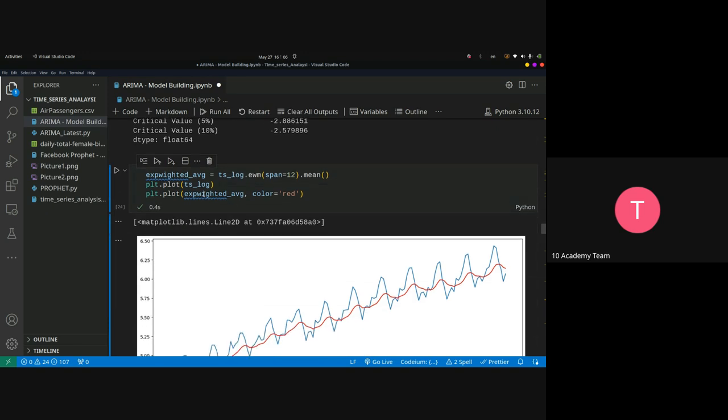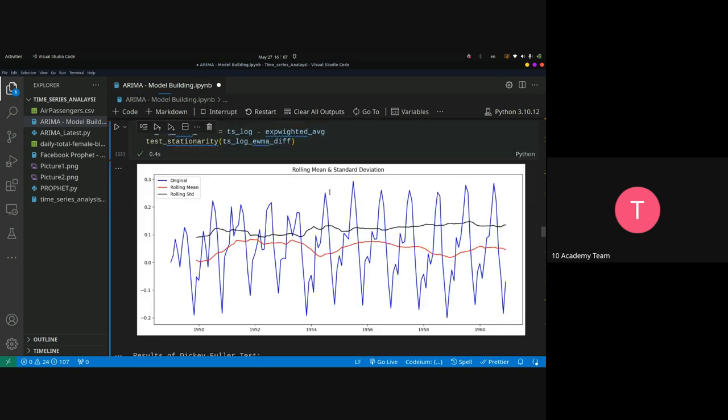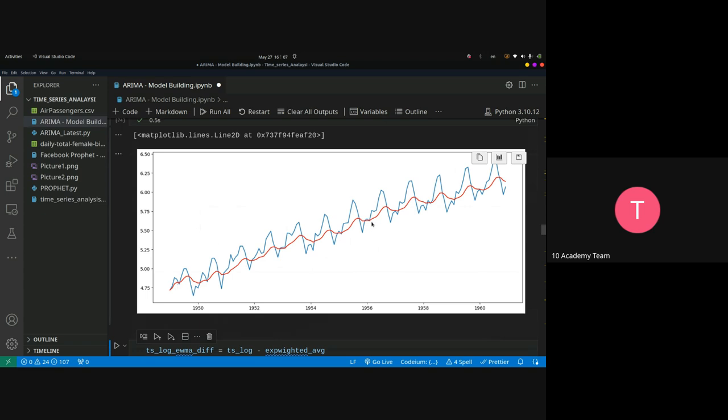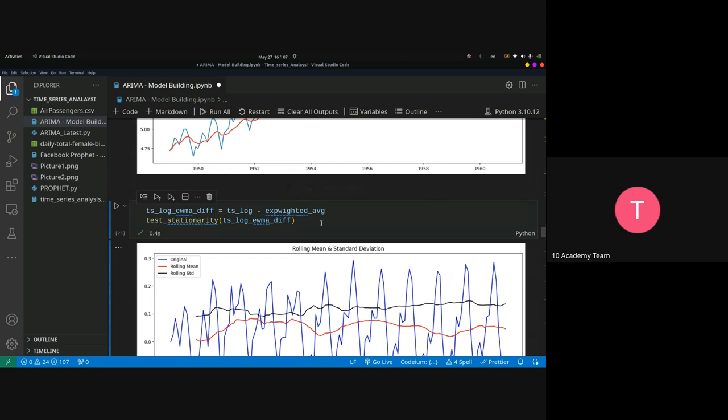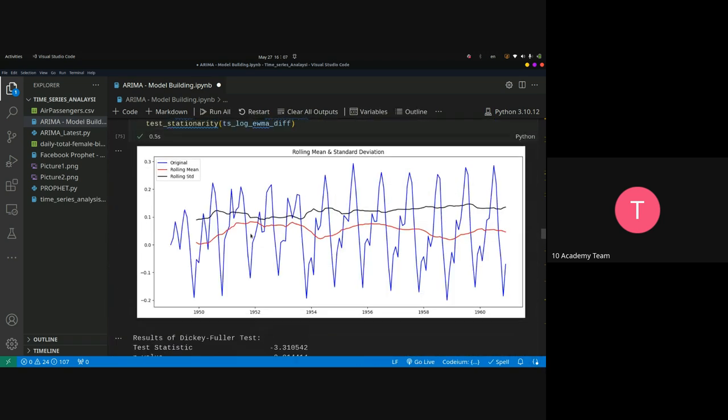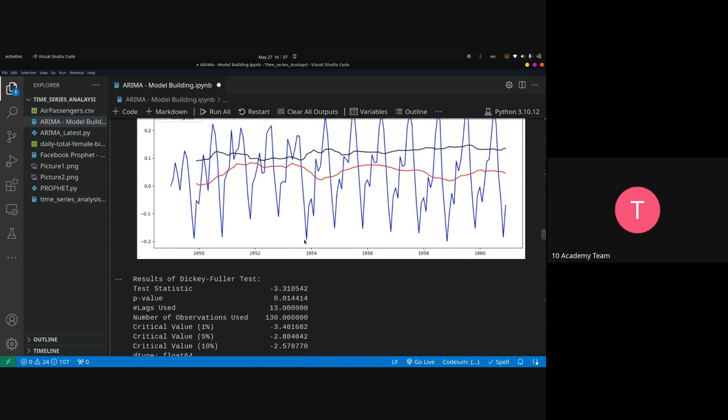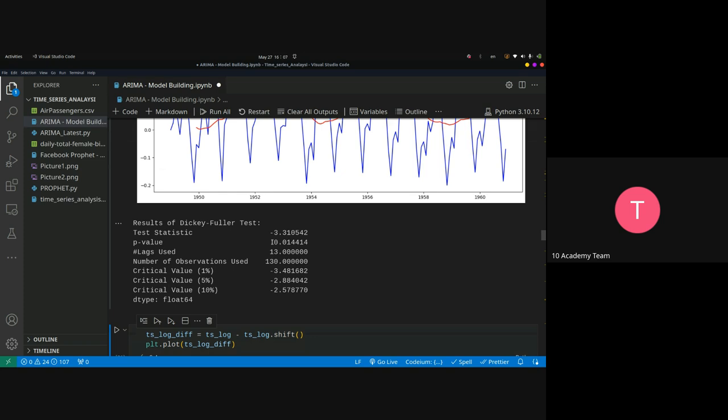The other one is the weighted moving average. Then we take the log and we use the exponential weighted average with a span of 12. When we do that, that's the data, the red one. And then if we test the stationarity, as you can see, they are almost stationary. So there are different ways to make non-stationary data stationary. We just transform using different transform methods.